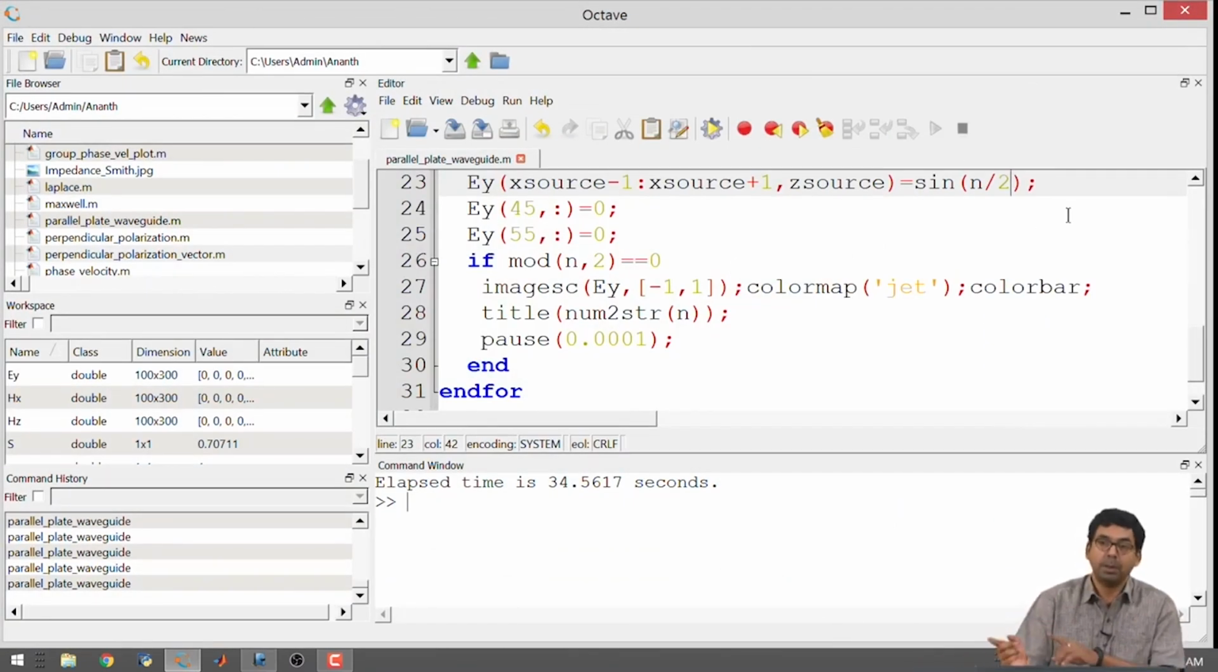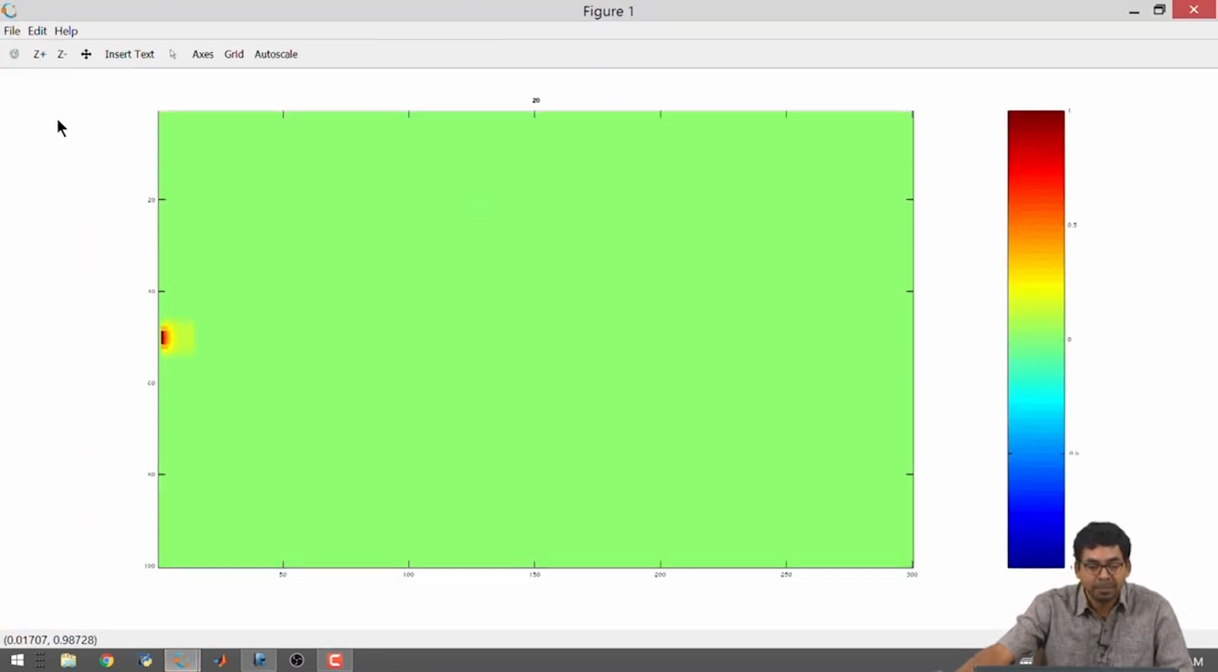So, I am going to do the exact opposite. I had sin n by 4, made it sin n by 2, and now I will make it sin n by 10 to just see what happens. Go in the exact opposite direction and see what happens. Alright, it is clear that we are not able to launch electromagnetic fields into it.